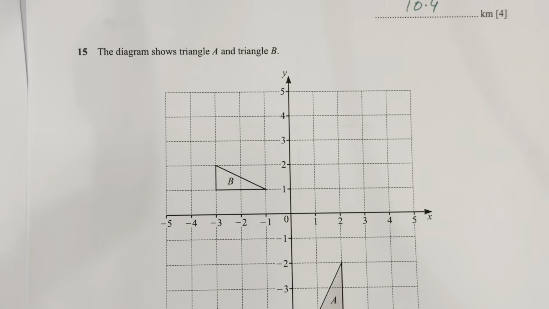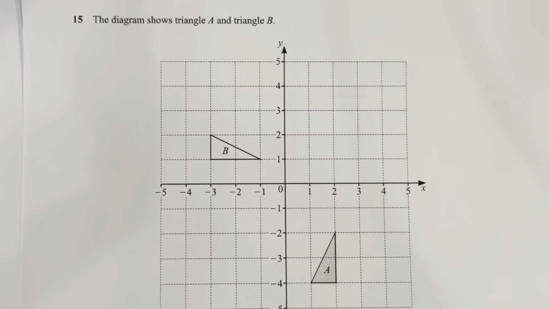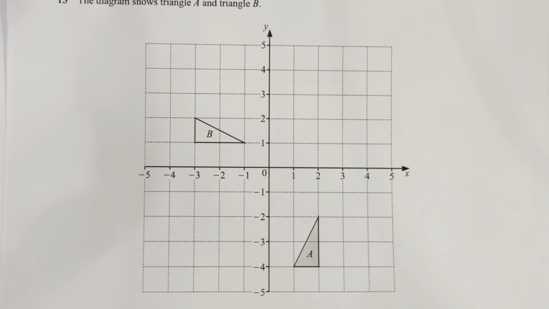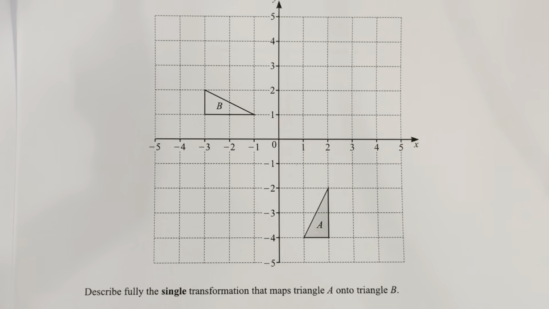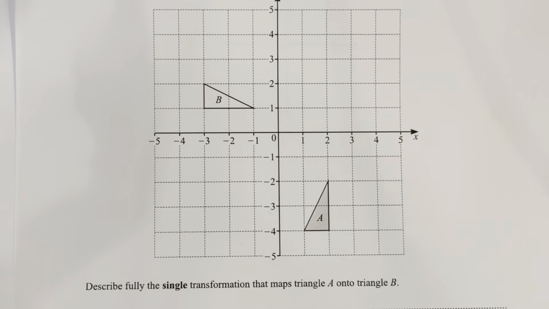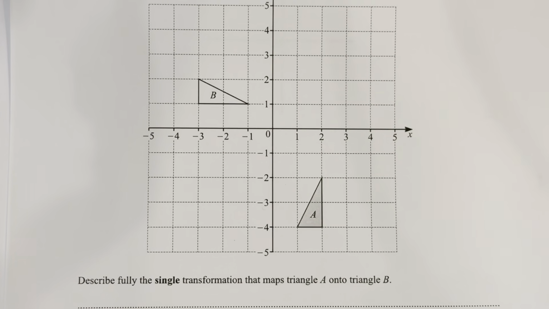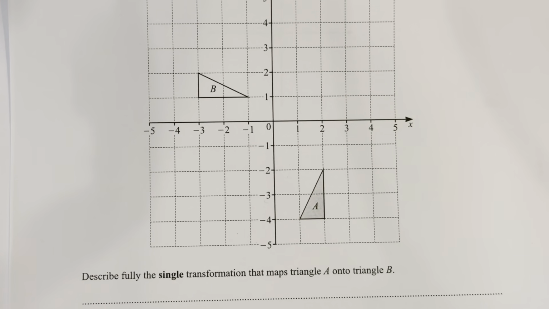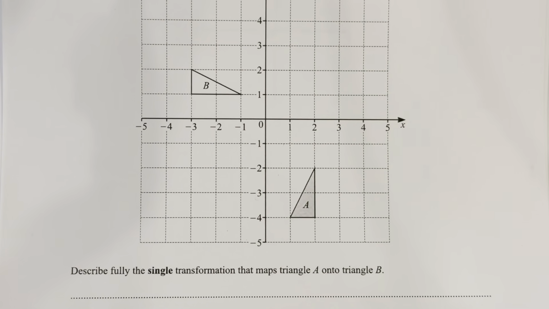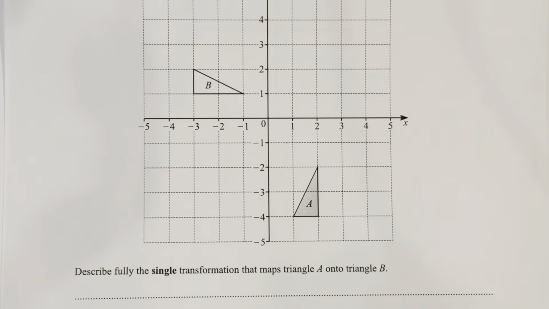Question number 15 is from the topic of transformation. The diagram shows triangle A and triangle B. Describe fully the single transformation that maps triangle A onto triangle B. This question carries 3 marks, which means we need to justify it by giving 3 points.